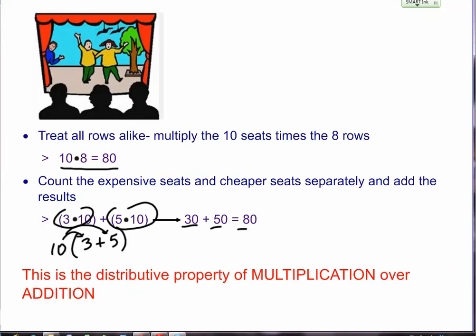That's also the distributive property. 10 times 8 is 80, which is just like 10 groups of 3, and 10 groups of 5, 30, and 50 is 80. So I can either just do 8 times 10, or I can do 30 plus 50. Both will give me 80.